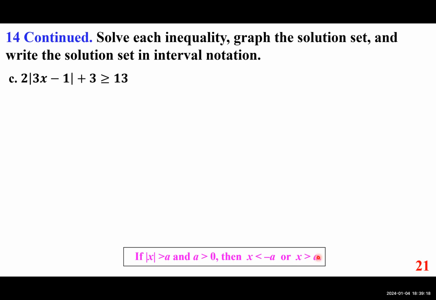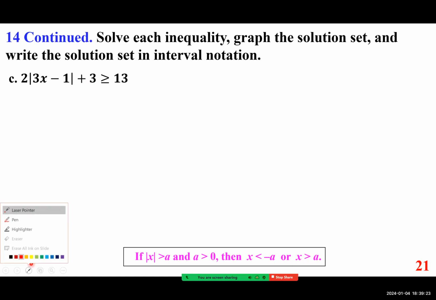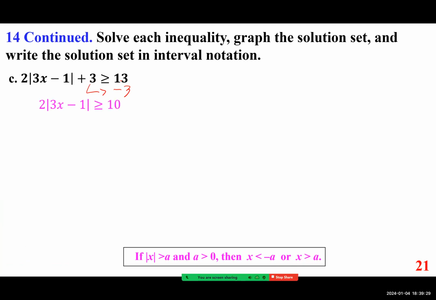So the very first thing is to move number 3, and the right side becomes 10. The next step is to divide both sides by 2. Now it's completely isolated. So the very first step is to make sure it is completely isolated; equality or inequality makes no difference.